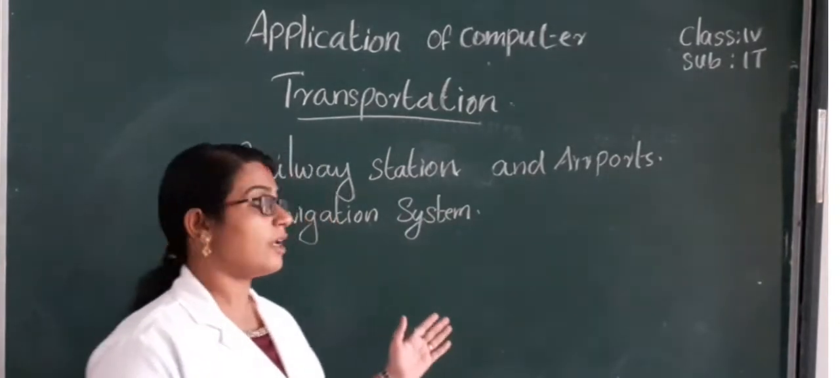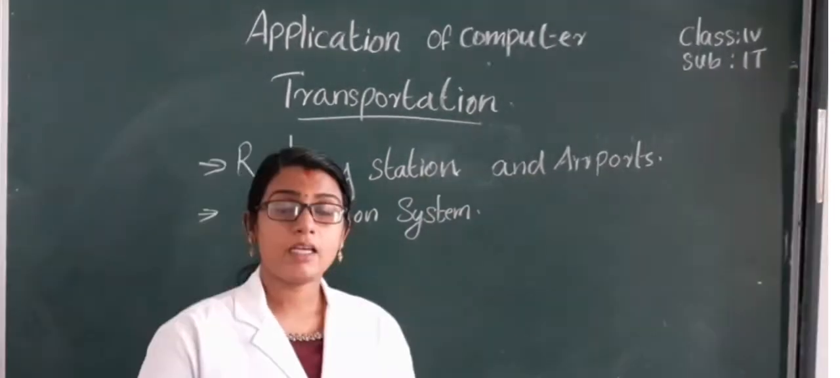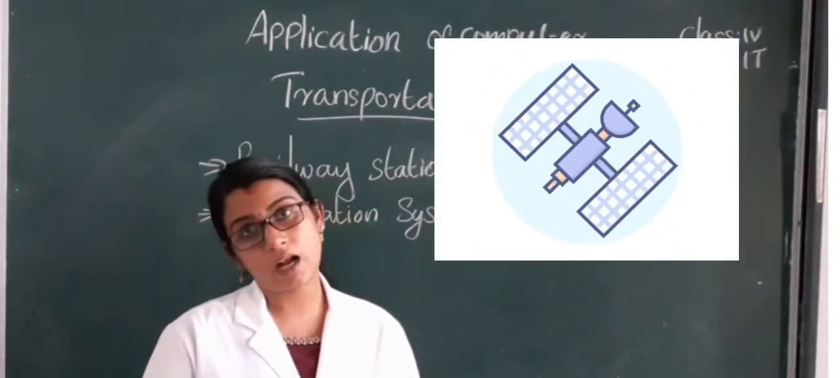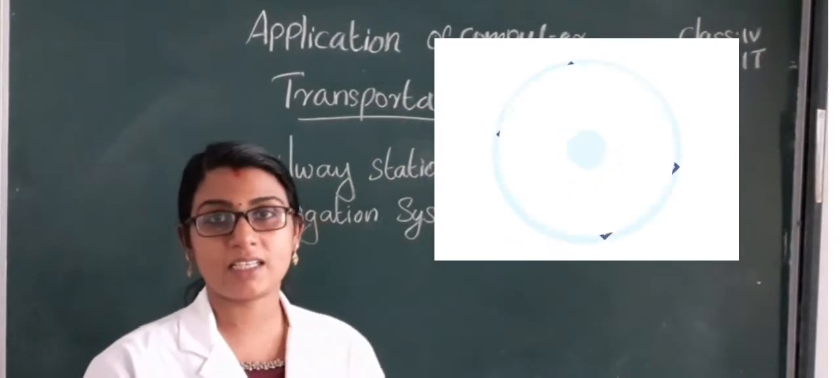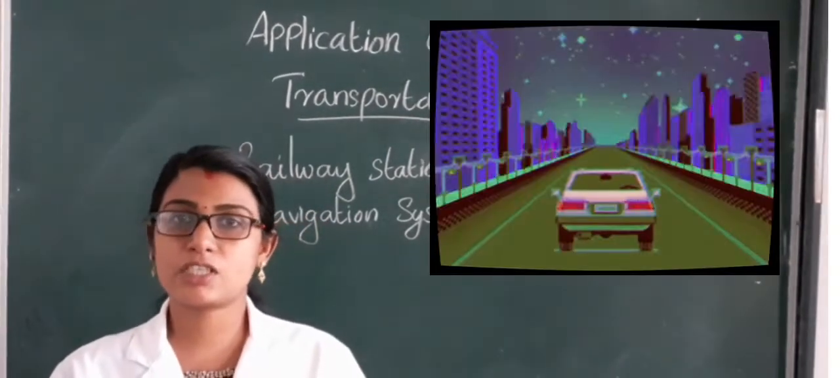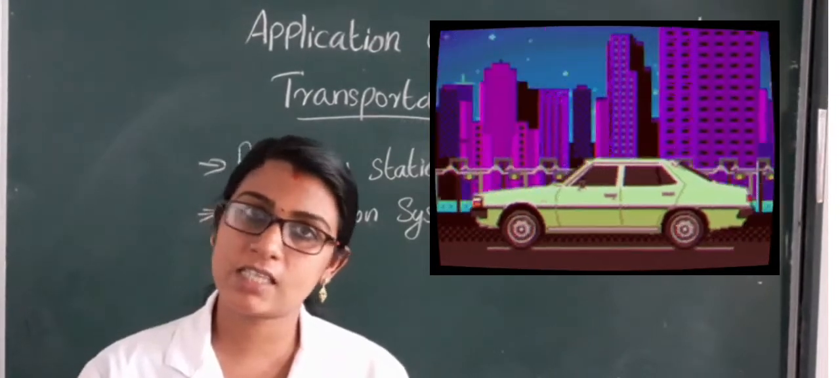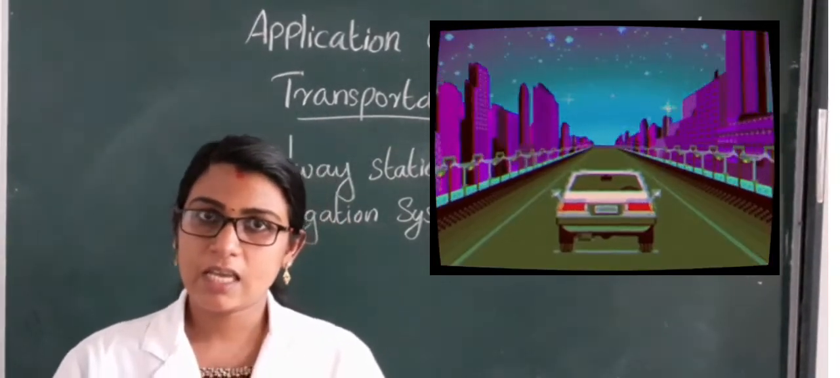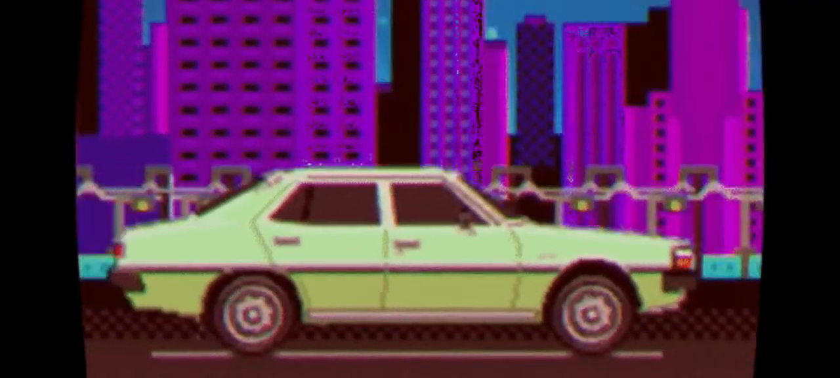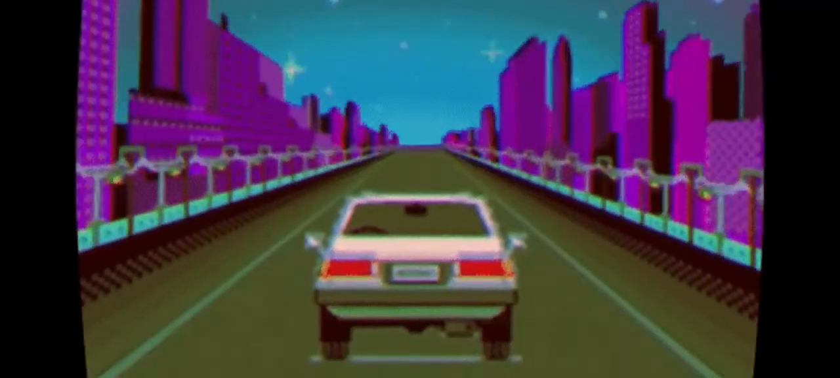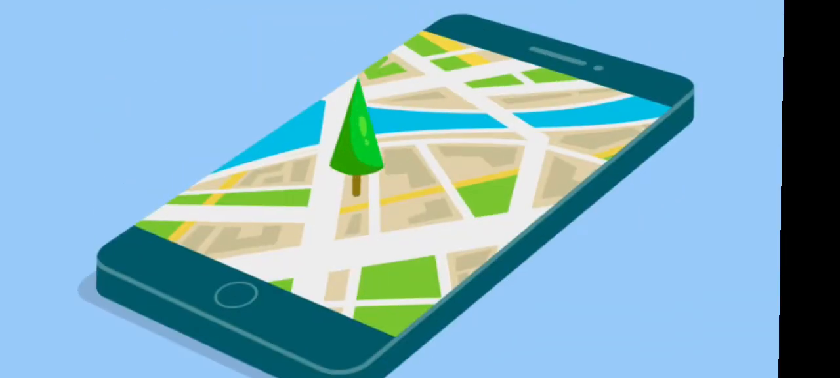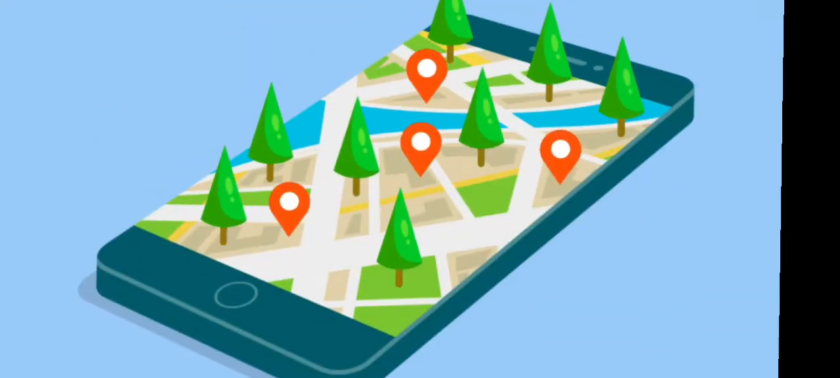And the next one is the navigation system. An important usage of the computer in transportation is the navigation system or global positioning system, that is GPS. This feature shows a map which will track our vehicle's movement through satellite signals.